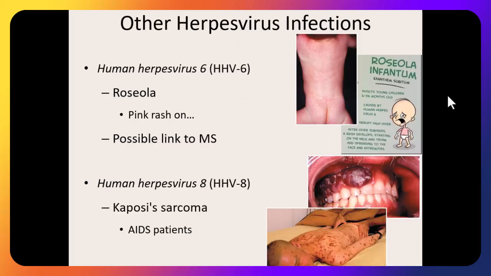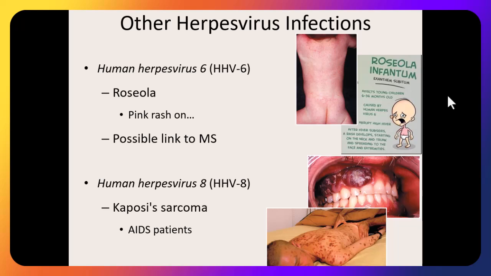Other human herpes viruses, I have both 6 and 8 up here. We don't talk about 7. We know it causes issues on the skin, but we don't know a whole lot about human herpes virus 7 because it's not very common. We know it causes skin lesions, but we don't know much about transmission or any other complications from 7, so I don't have it up here.